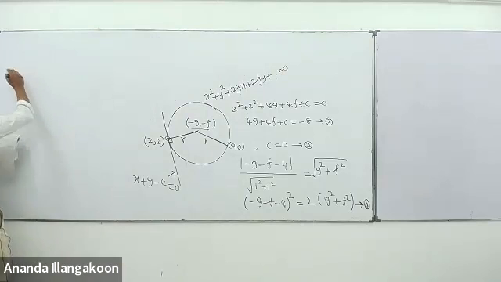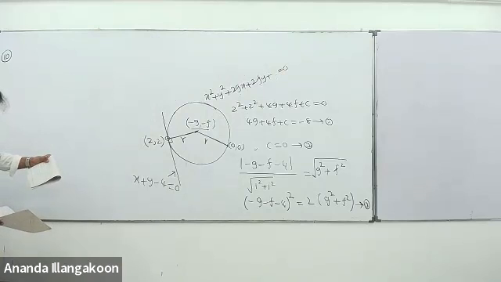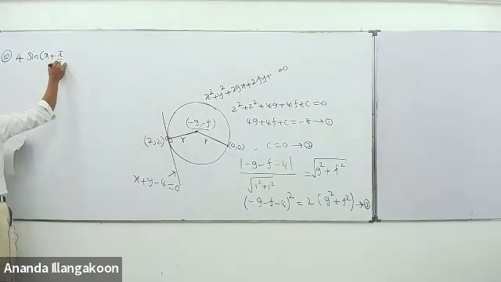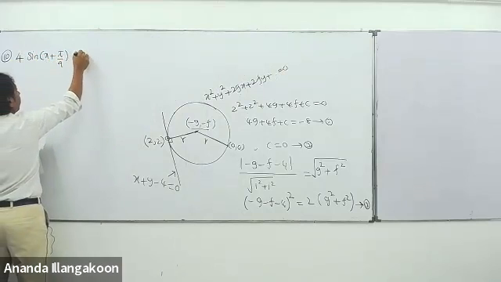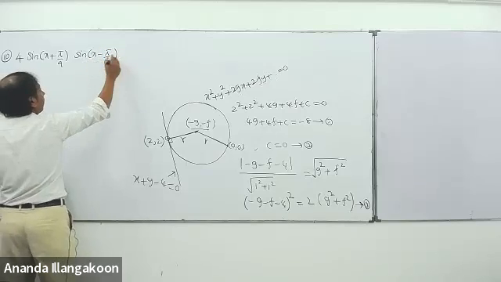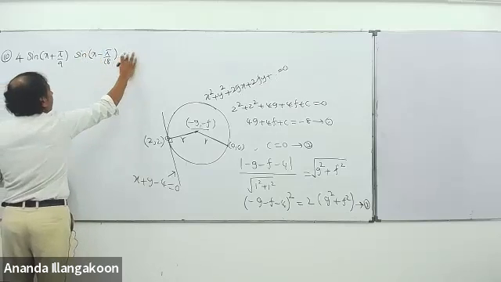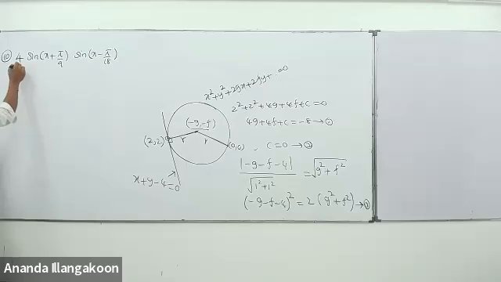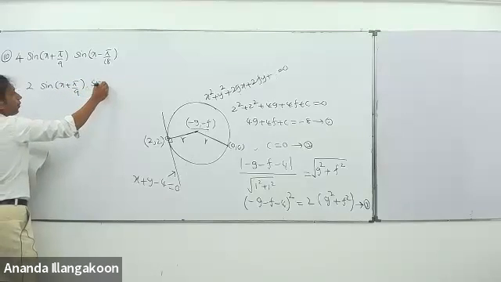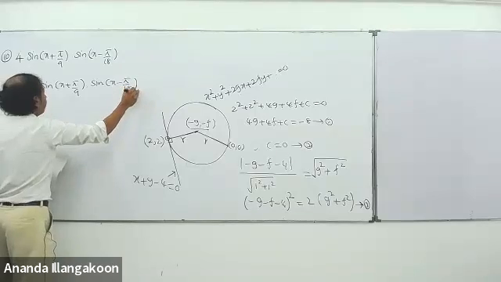Number 10, we are asked to express 4 sin(x + 5π/9) sin(x − 5π/18) in the form of a + b cos(2x + α). The same thing I'm going to write here: this 4 I write as 2 into 2, then sin(x + 5π/9) sin(x − 5π/18).